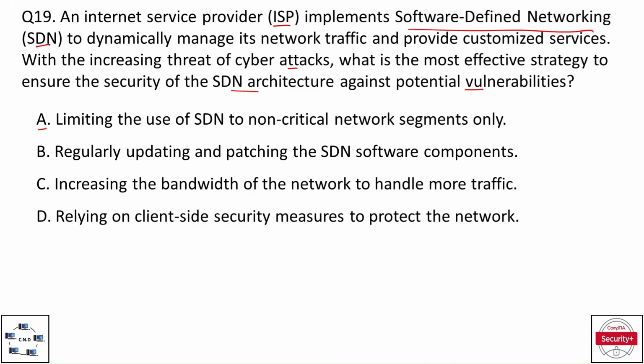And the options are option A, limiting the use of SDN to non-critical network segments only. Option B, regularly updating and patching the SDN software components. Option C, increasing the bandwidth of the network to handle more traffic. And option D, relying on client-side security measures to protect the network. And the correct option is option B, regularly updating and patching the SDN software components.